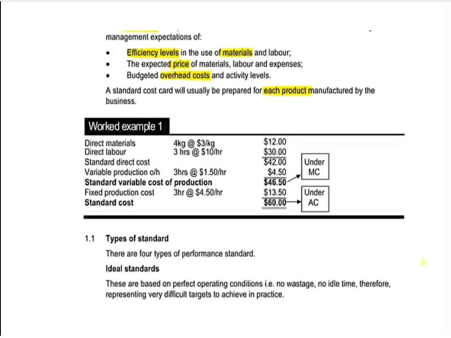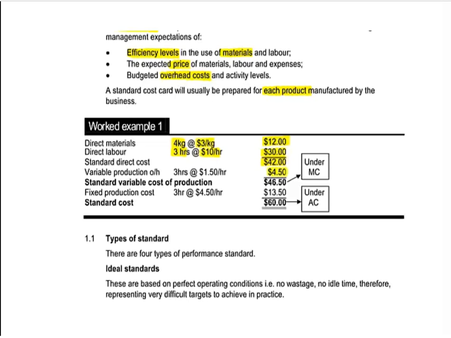In Worked Example 1, we have a standard cost card, and we can see then that the expectation here is that there will be 4 kilograms of material used, and it will cost $3 per kilogram, meaning that there's a total cost of $12 for the material. And this is obviously if things go according to plan. Then for labour, we've got the same kind of idea. 3 hours at $10 gives us our $30. So the direct cost, also known as the prime cost, will be $42 per unit.